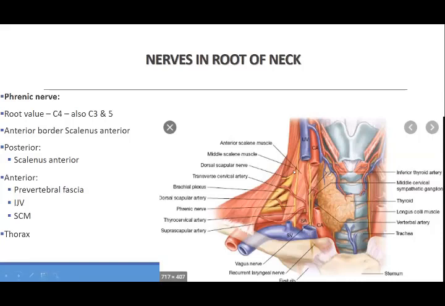See the cords of the brachial plexus: they arise medially and go laterally. This is the only nerve that crosses the anterior surface of the scalenus anterior. The main fibers that contribute to the formation of the phrenic nerve come from the fourth cervical segment of the spinal cord. So the main fibers come from C4, but it also receives contributions from C3 and C5. Among the nerves of the cervical plexus, it is C3, C4 and C5 that form the phrenic nerve.